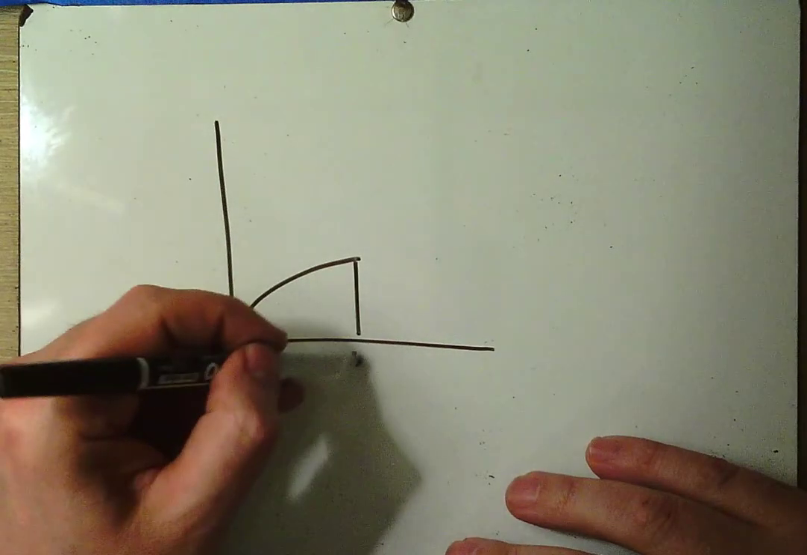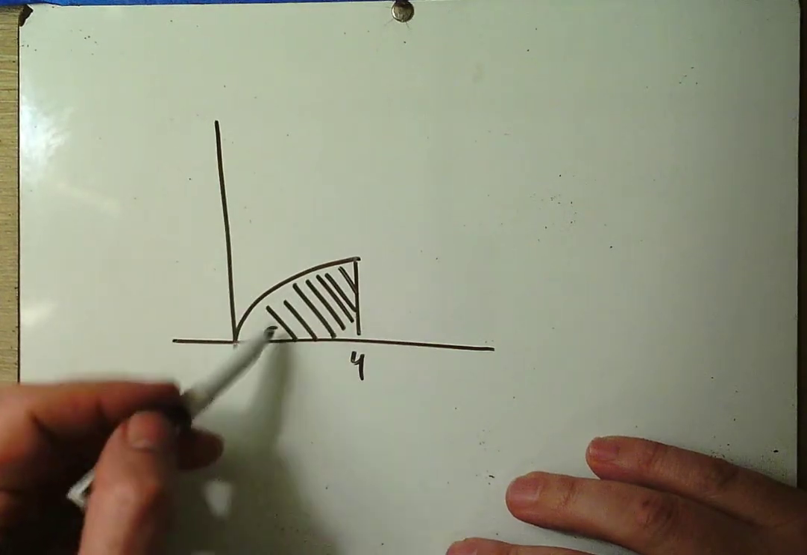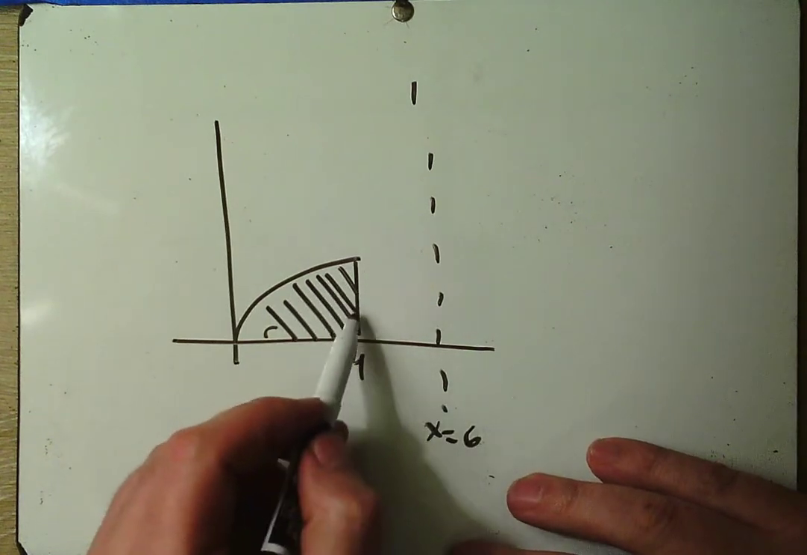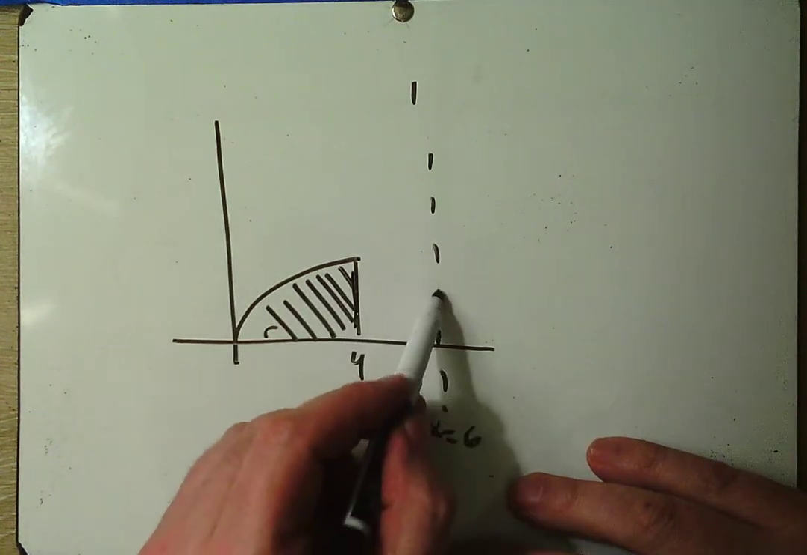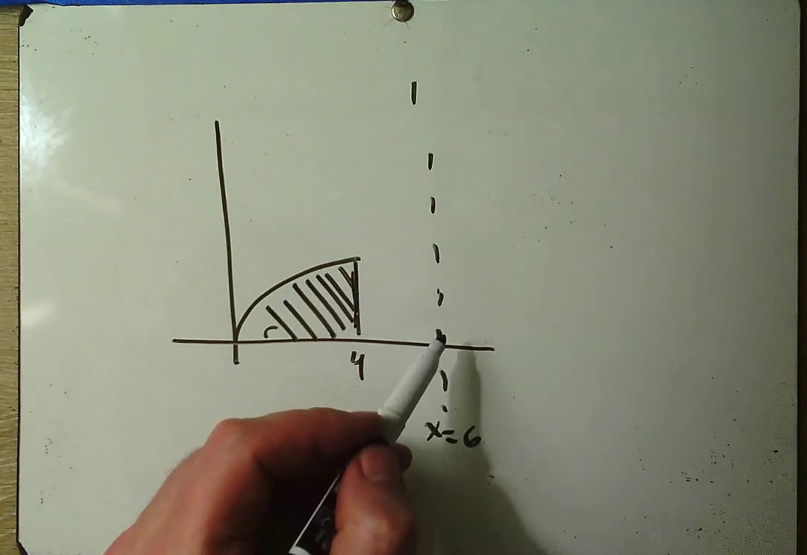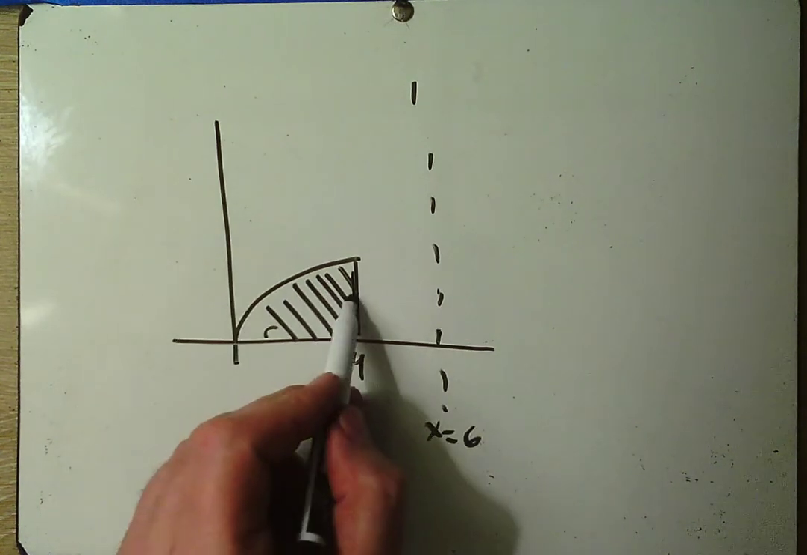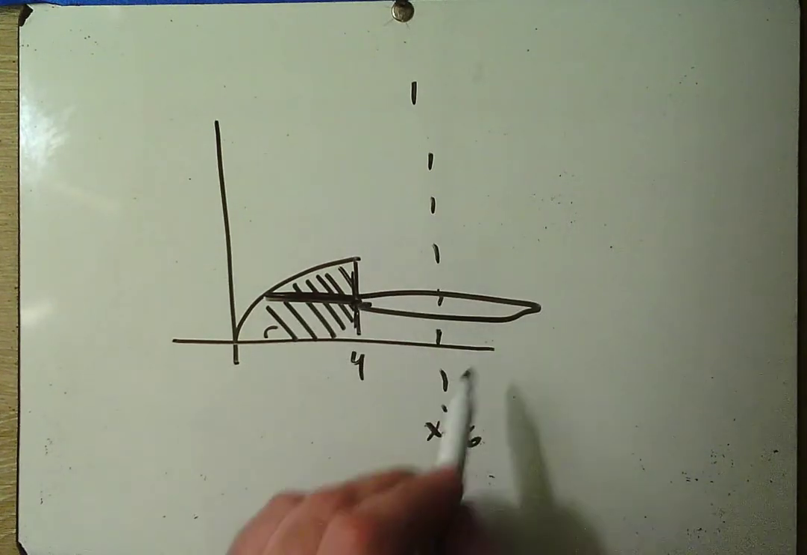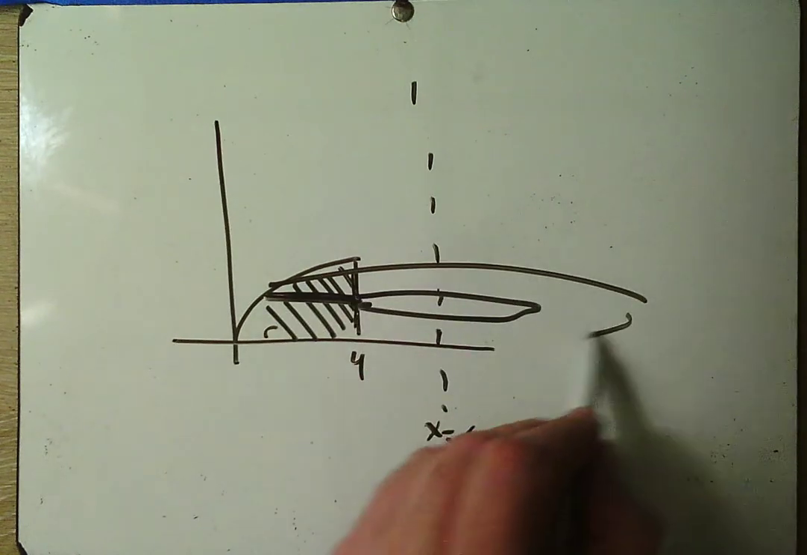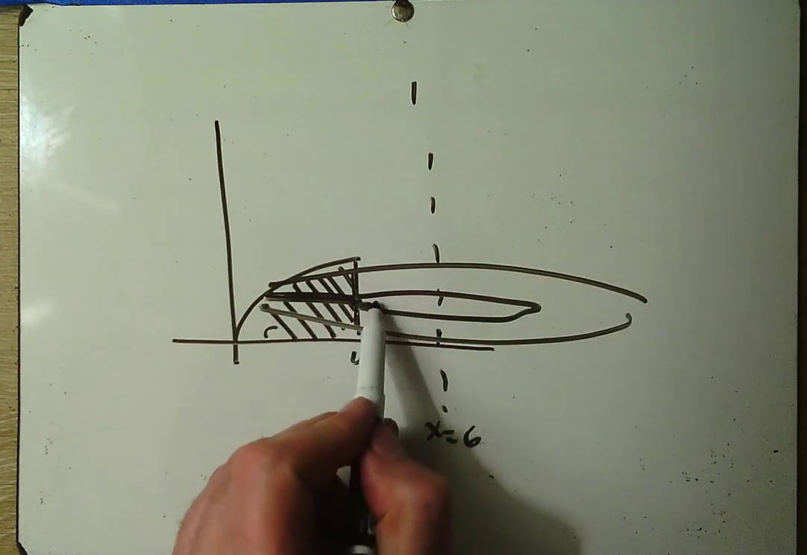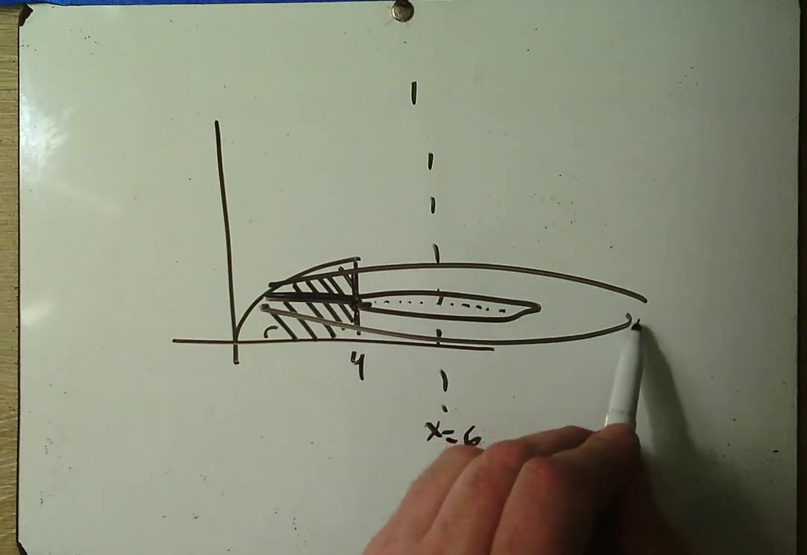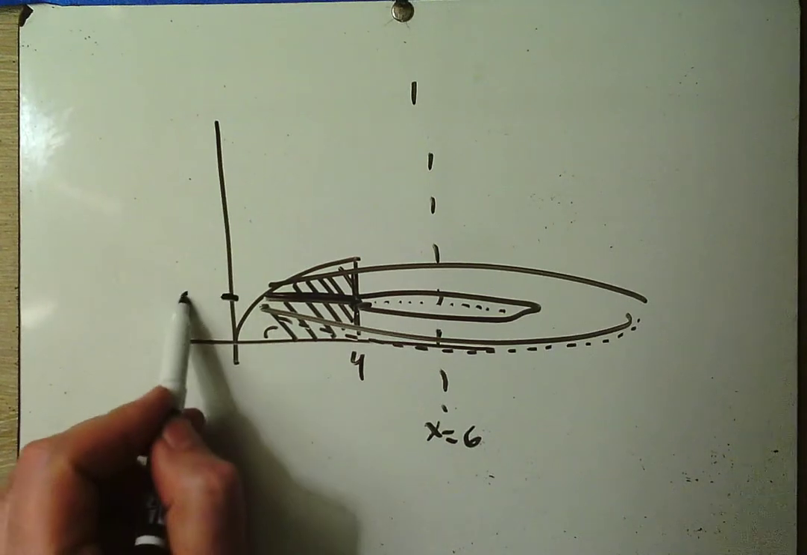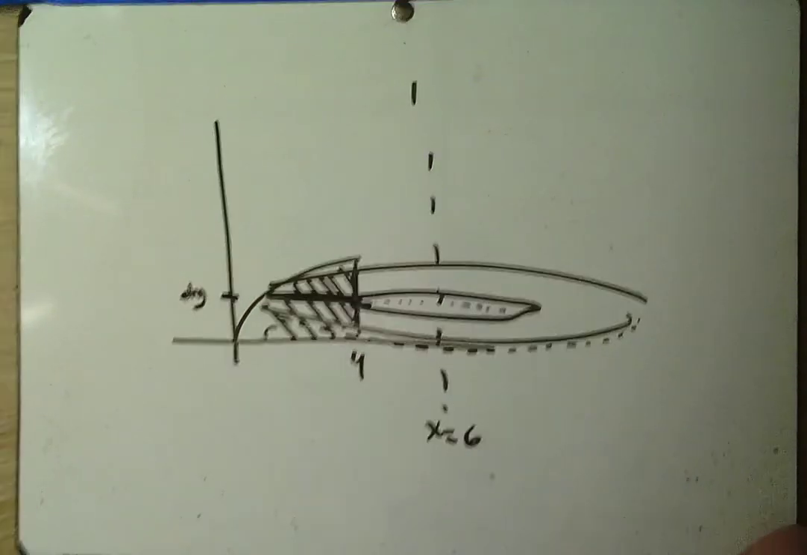Here's my region. There's 4. I want to rotate about x equals 6. So there's a gap between my region and the axis of rotation. I'm expecting a washer here. I draw something perpendicular to the axis of rotation, and at each end I draw a circle whose center is the axis of rotation. Notice the thickness of this slice would be measured along the y-axis. So this is a dy integral.